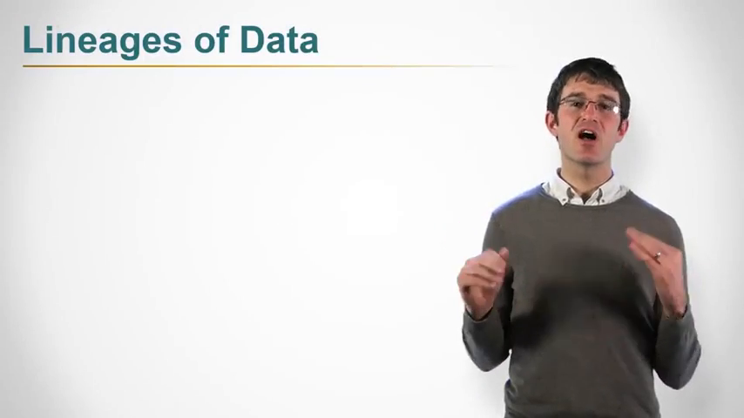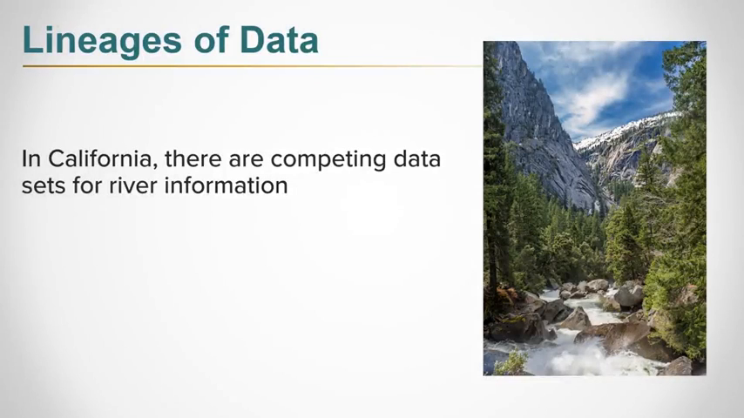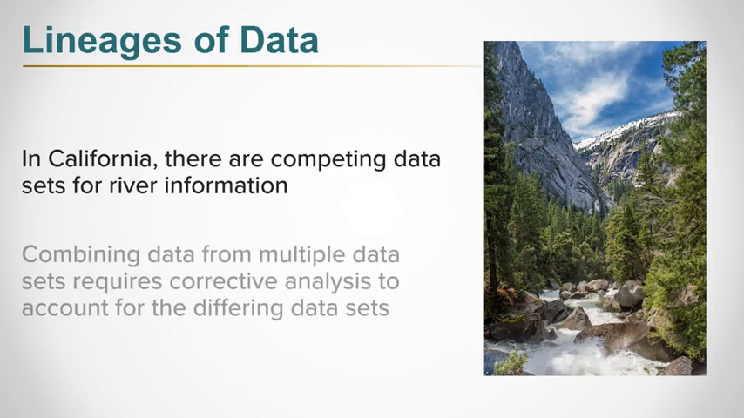This uncertainty also extends to different lineages of data. For a while in California, there were multiple competing data sets for river information. If I wanted to analyze data built on one of those with data built on the other data set, I would need to take some sort of corrective measure that takes into account that these data were generated from different sources.